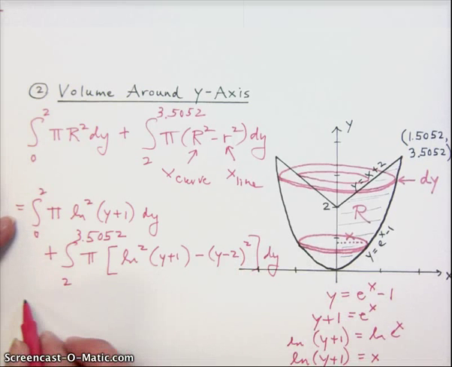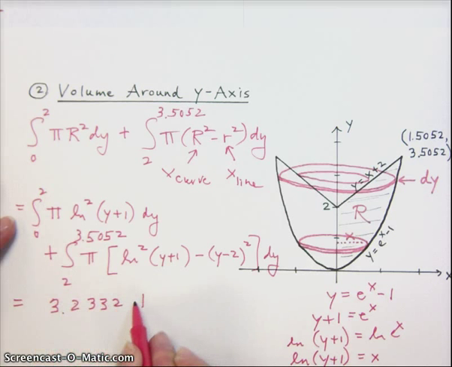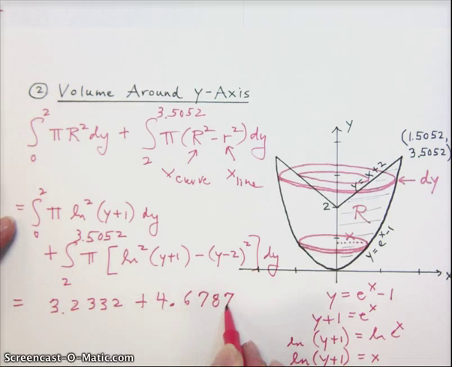And when we put that in our calculators, we should get 3.2332. Notice I'm using 4 decimals here so I don't incur round-off error. As you know, the AP exam wants 3 decimals of accuracy.